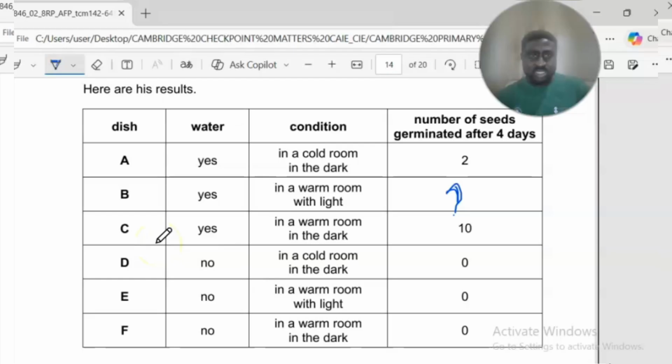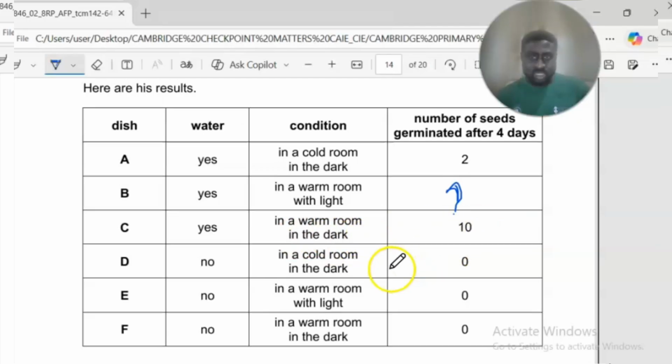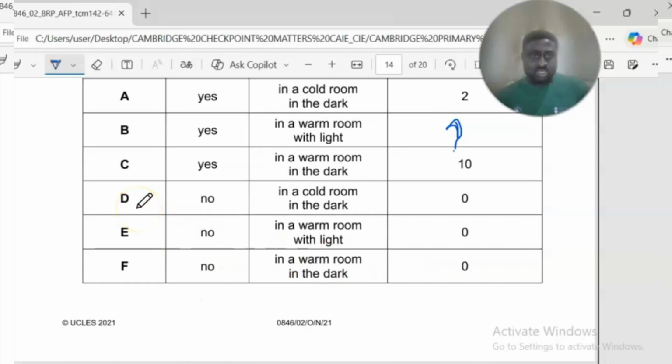Then dish C, we added water as well. The condition in which it was placed is in a warm room in the dark. 10 seeds germinated after 4 days. Then for dish D, it didn't add water, that's why I have no here. And it was in a cold room in the dark. There was no germination, that's why we have 0.